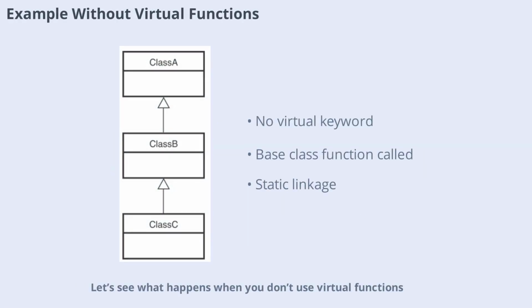See what happens when you don't use virtual functions. Suppose you have a base class shape and derived classes square and rectangle. If you call the getArea function through a base class pointer, the base class version is always called even if the pointer points to a derived object. This is because the function call is resolved at compile time, demonstrating static linkage.